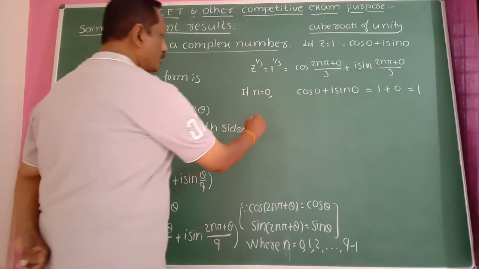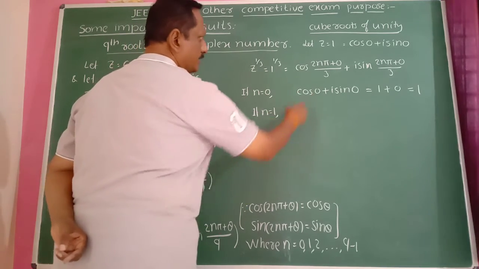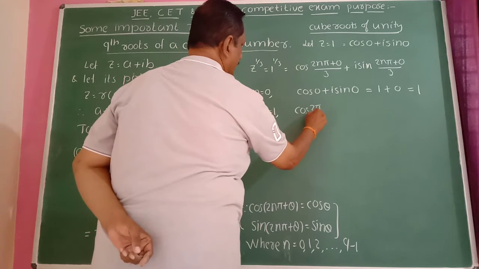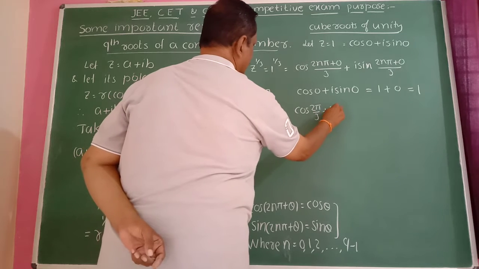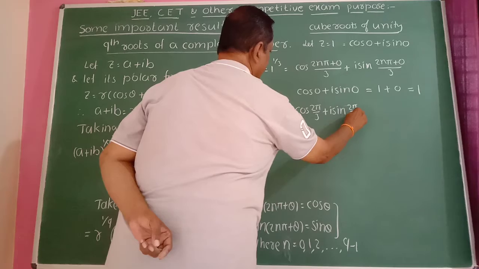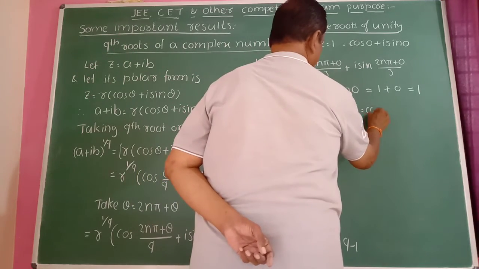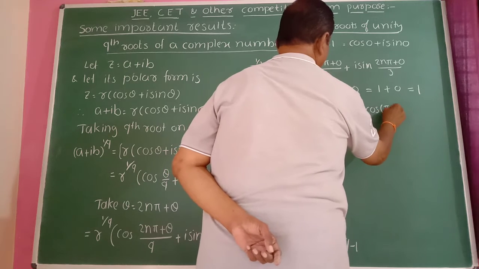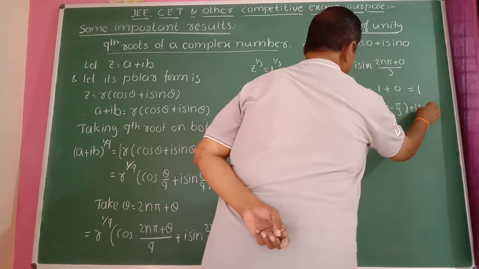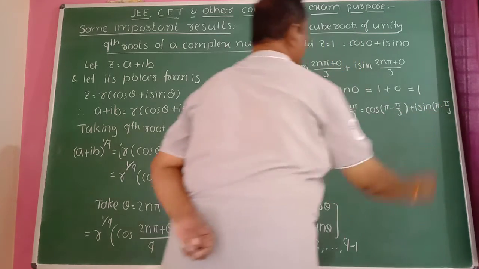Then take n is equal to 1. If n is equal to 1, put n value 1 here. So cos of 2 pi divided by 3 plus i into sin of 2 pi divided by 3, and 2 pi by 3 means cos of pi minus pi by 3 plus i into sin of pi minus pi by 3.